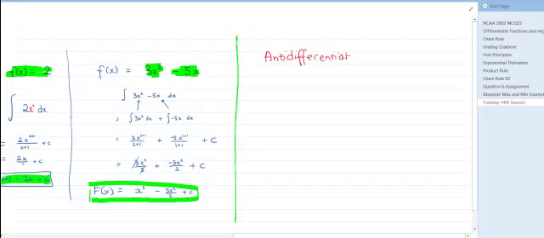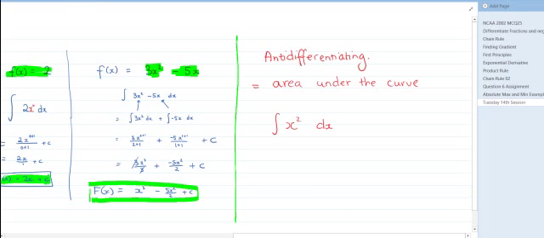Antidifferentiating just simply tells you the area under the curve, or the function of the area under the curve. What do I mean by that? Well, let's say I said antidifferentiate x squared dx.